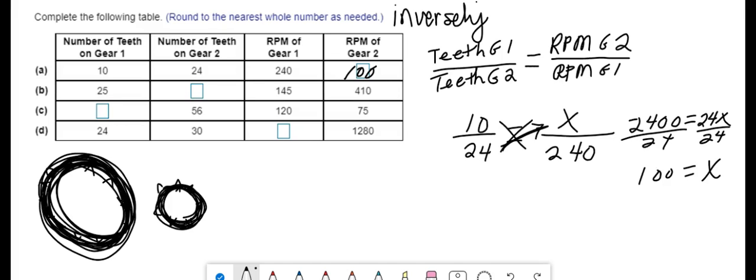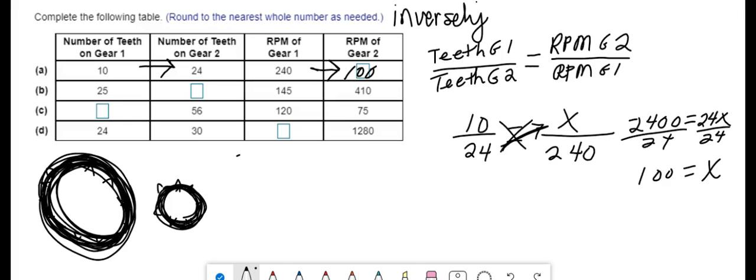And notice the ratios are inversely proportional. We can see that from the table. As the number of teeth go up, the RPMs go down. That's what it means to be inversely proportional.